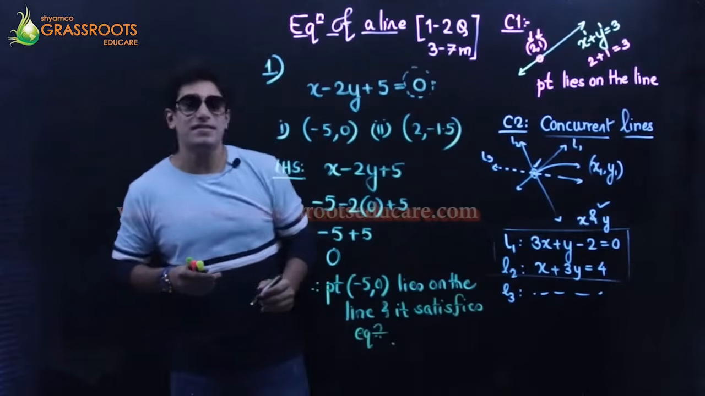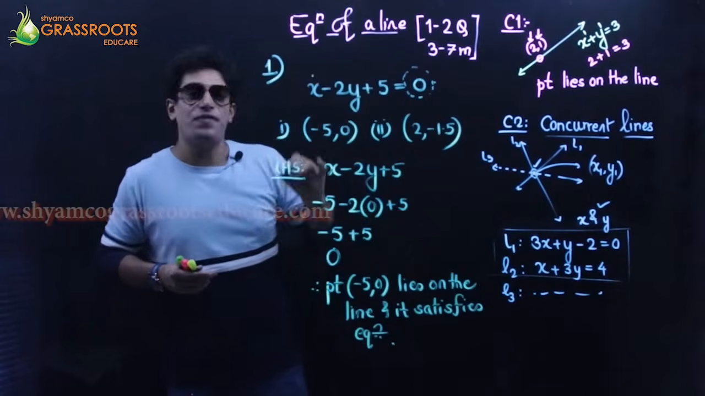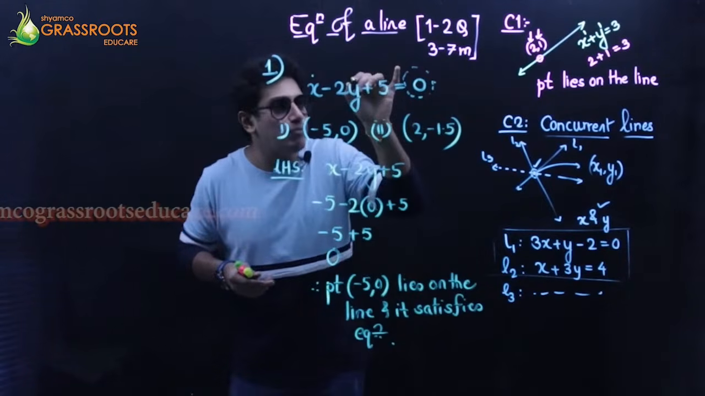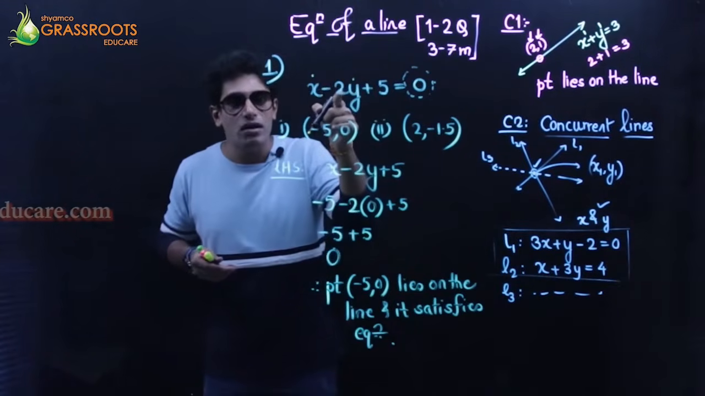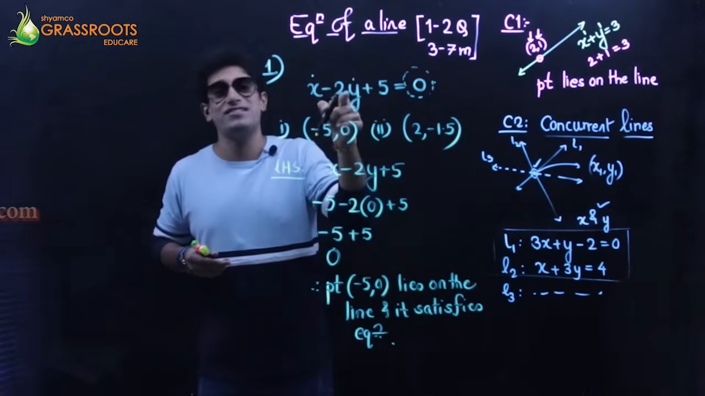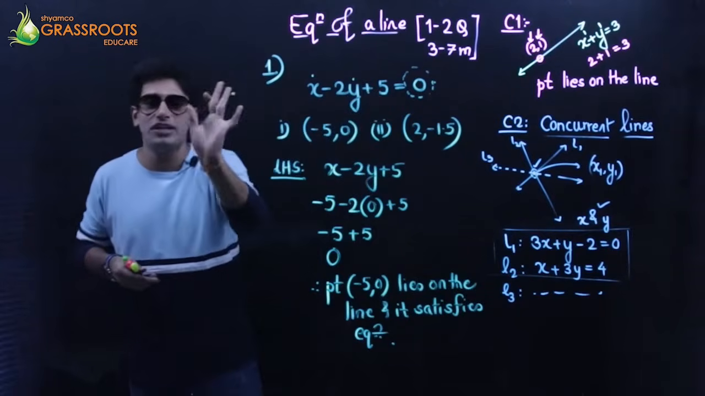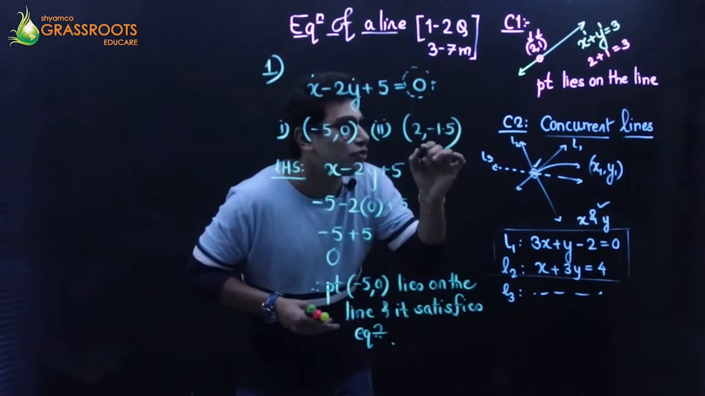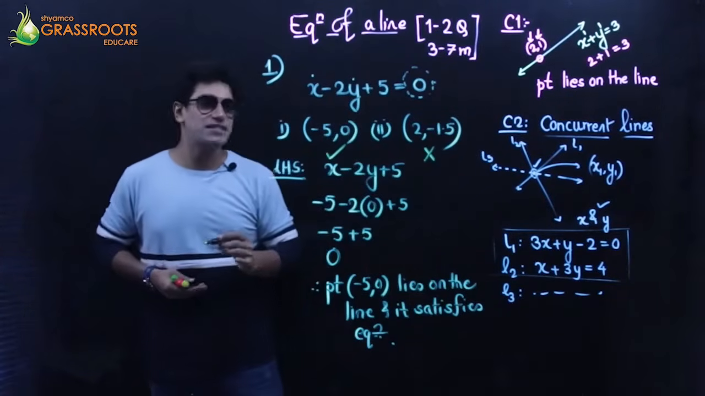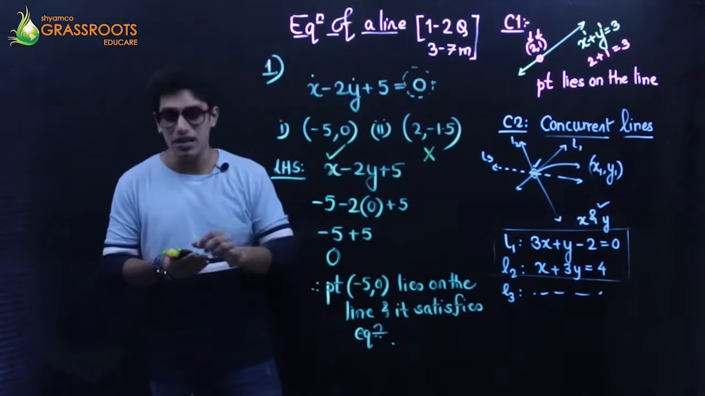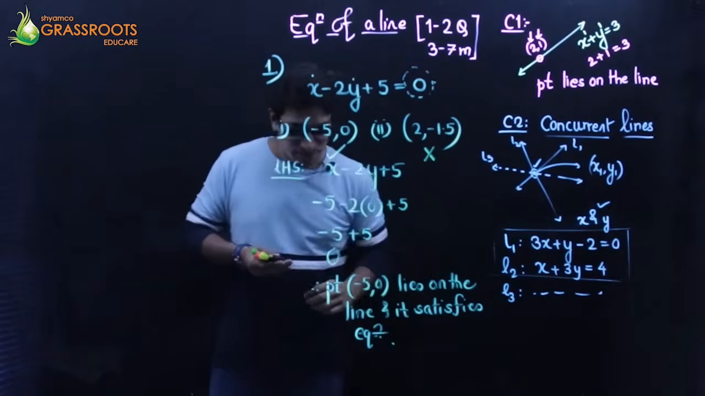The second point, let's do it orally. Out here, instead of x, put 2. Instead of y, put minus 1.5. So minus 2 into minus 1.5 is plus 3. 2 plus 3, 5. 5 plus 5, 10. 10 is not equal to 0. So this point does not satisfy the equation. The first point satisfies the equation. So the second part I've done orally. All you have to do is just put x and y in the LHS.